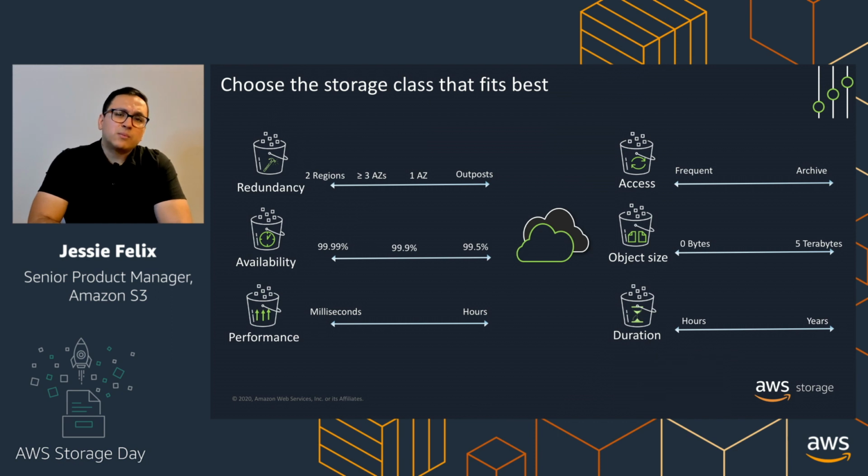Oftentimes, customers are okay making these decisions, but they do not want to trade off durability. It's important to note that all of our storage classes have 11 nines of durability, which means that for every 10 million objects, you can expect to lose one object once every 10,000 years on average.